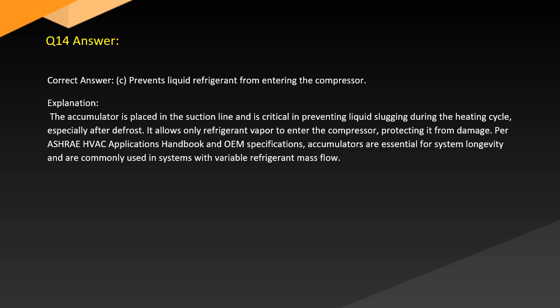Answer. Correct answer: C. Prevents liquid refrigerant from entering the compressor. Explanation. The accumulator is placed in the suction line and is critical in preventing liquid slugging during the heating cycle, especially after defrost. It allows only refrigerant vapor to enter the compressor, protecting it from damage. Per the ASHRAE HVAC Applications Handbook and OEM specifications, accumulators are essential for system longevity and are commonly used in systems with variable refrigerant mass flow.